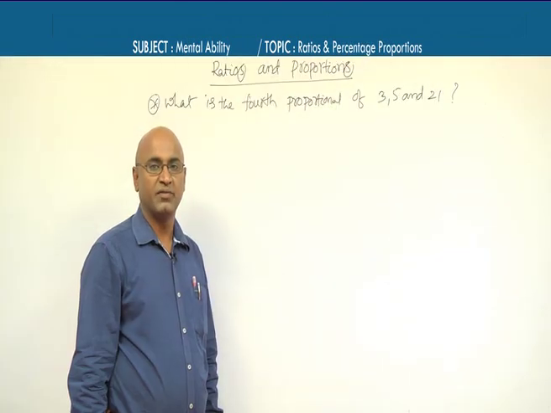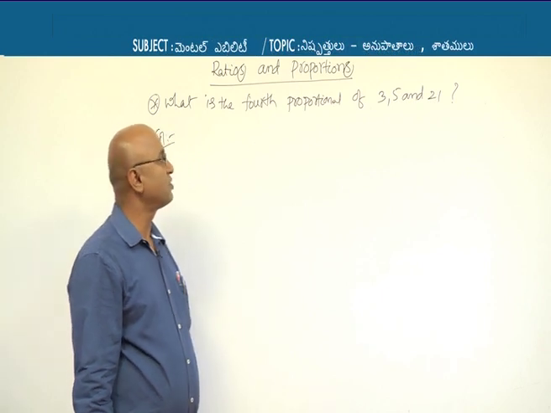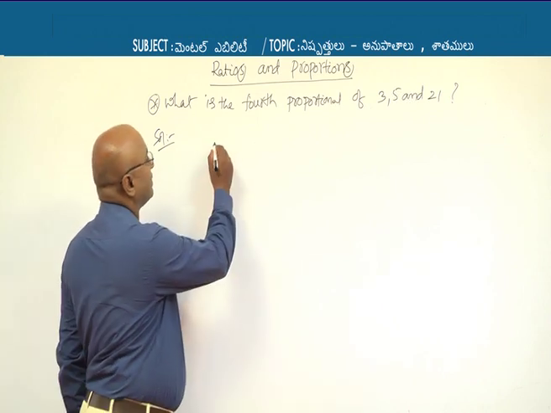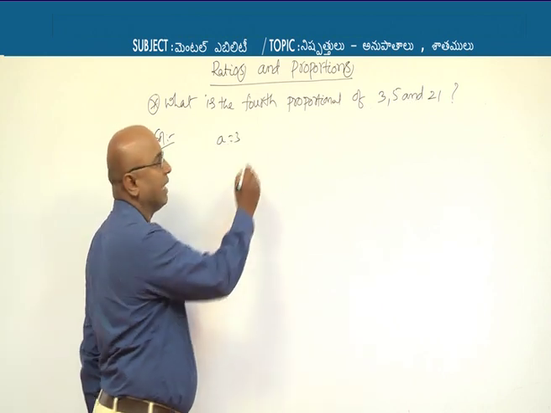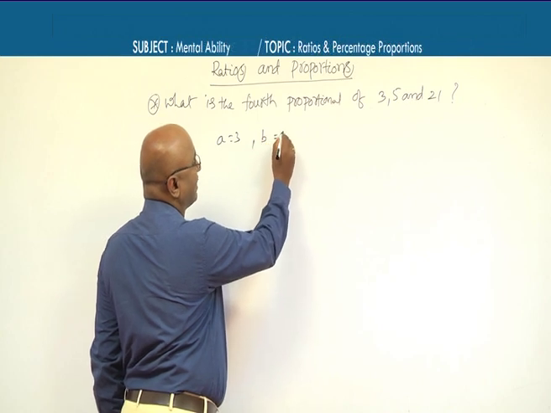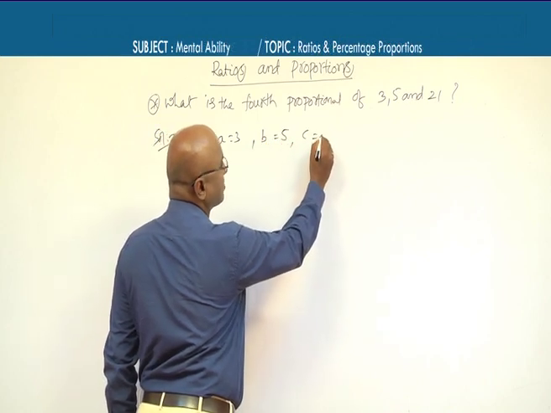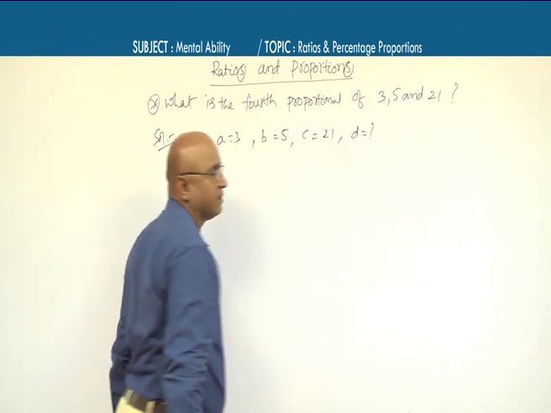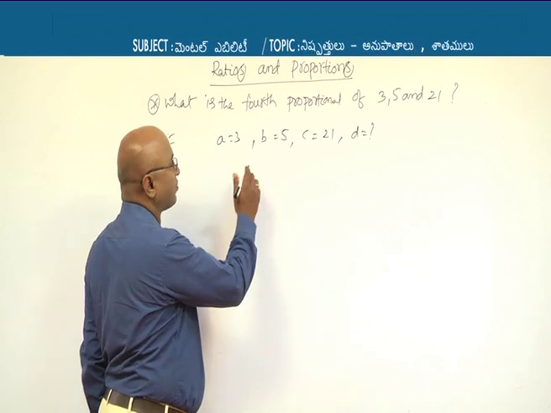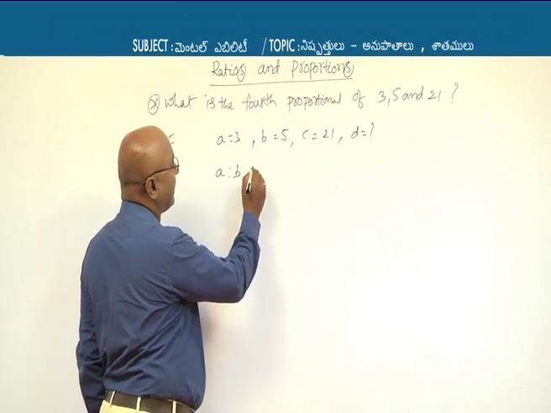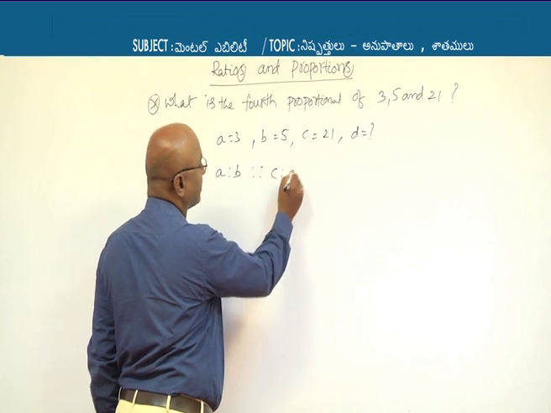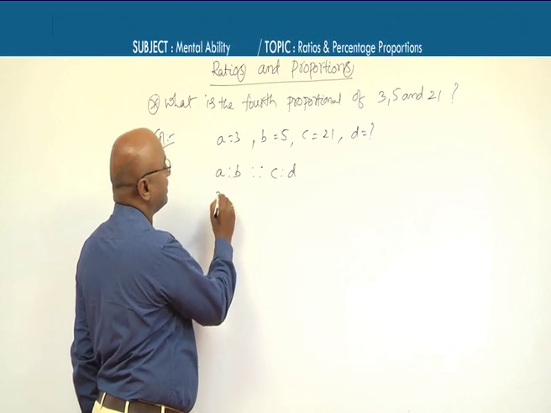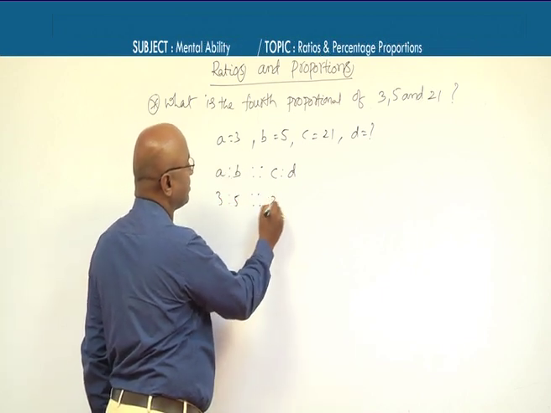Now we will see the problems. The first problem is, what is the fourth proportional of 3, 5 and 21? Here 3 is called the first proportional, 5 is called the second proportional, and C is known as the third proportional. And what is the fourth proportional? D. If four quantities are in proportion, then we know that A is to B as C is to D. Then the product of means is equal to the product of extremes. Here 3:5 as 21:D.